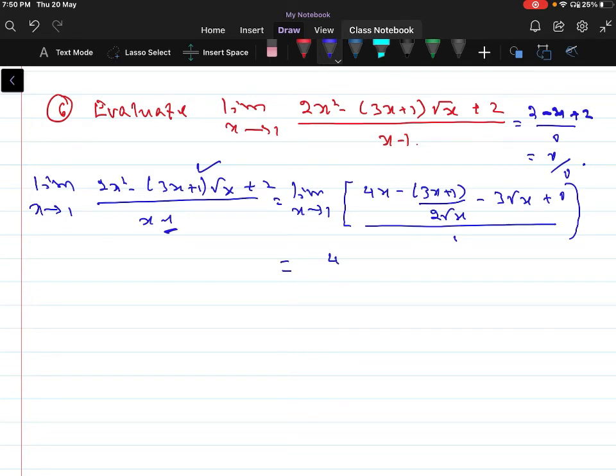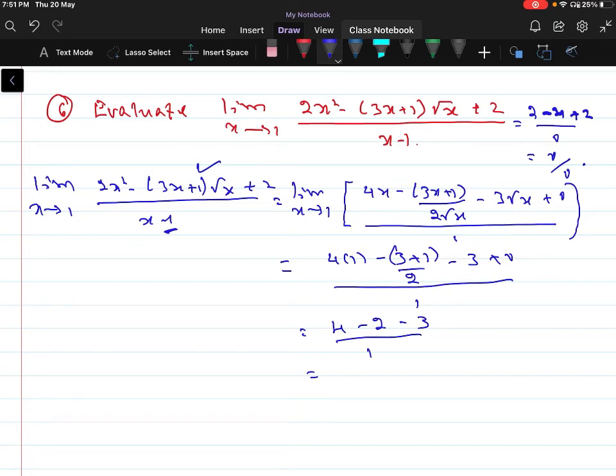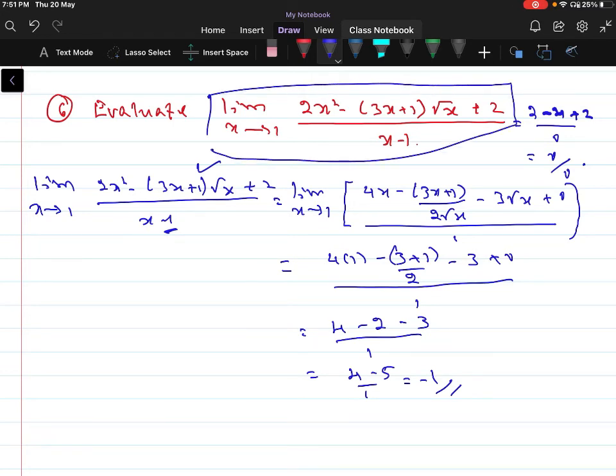So 4 into 1, minus (3 into 1 plus 1), that is 4, divided by 2 into root 1, which is 1, minus 3 into root 1, which is 1, plus 0, divided by 1. So 4 minus 4 divided by 2, that is minus 2, minus 3 divided by 1. So that is equal to 4 minus 5 divided by 1, which is equal to minus 1. So minus 1 is the limit of the given function when x approaches 1.